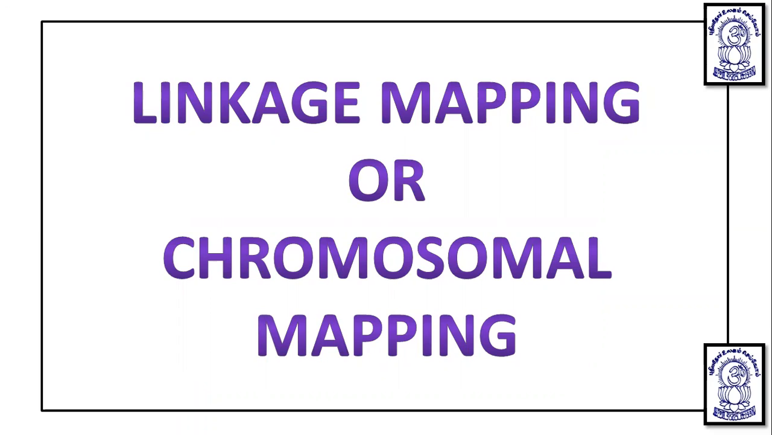Today, how these genes are positioned, how they are arranged, and what is the distance between them. If we need to identify that on a particular chromosome, then we have to understand this topic, that is linkage mapping or chromosomal mapping. So let's understand. First we define what is a linkage map.